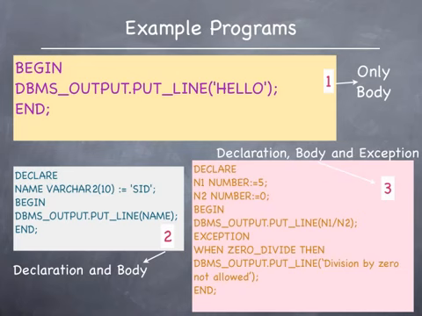In order for a graceful exit of the program to occur, the exception section has been written. The exception section has an error handler for the zero divide type of error. The error handler displays a message on the screen indicating that division by zero is not allowed.